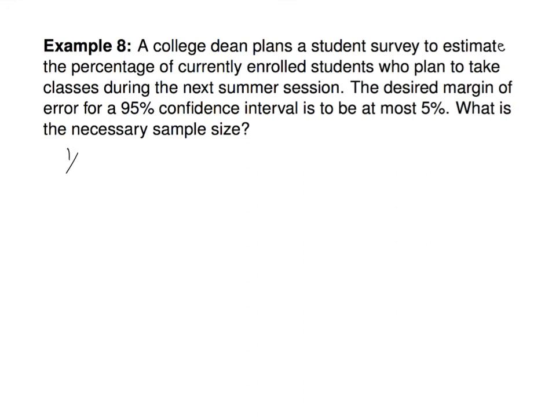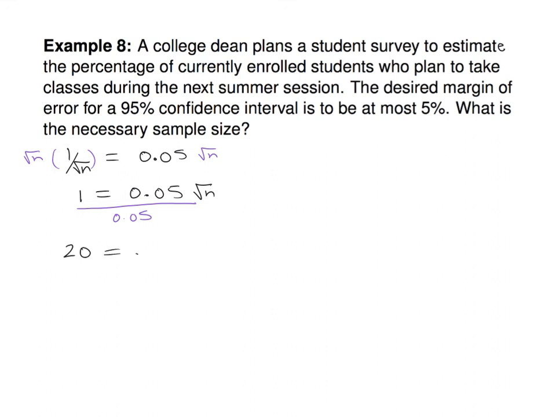So same idea. Set 1 over root n equal to 0.05. So first step, multiply by root n on both sides. That gives you 1 equals 0.05 root n. The next, divide both sides by 0.05. We have then 20 equals root n.